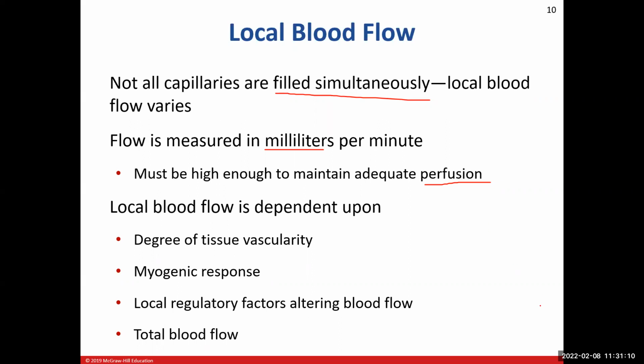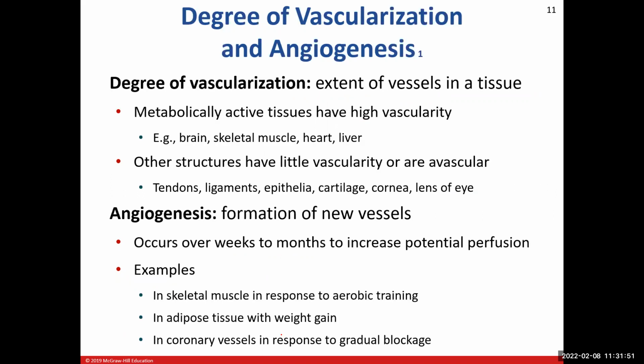There are four things that our local blood flow is dependent on. One, how many blood vessels are going to be in that area. Next, how our smooth muscles are going to respond, depending on the amount of blood needed for whatever metabolism is going on. Then we have local regulatory factors that are going to alter the blood flow, and we'll talk about that. And then a term called total blood flow. So here are those four things, and we're going to hit each one of these now.